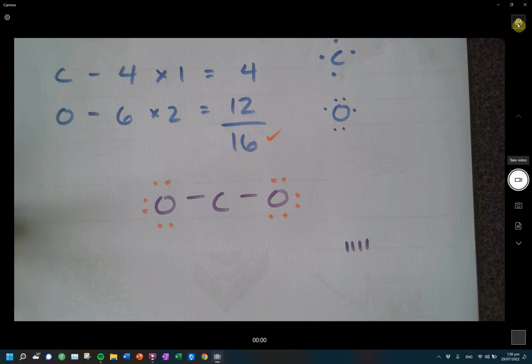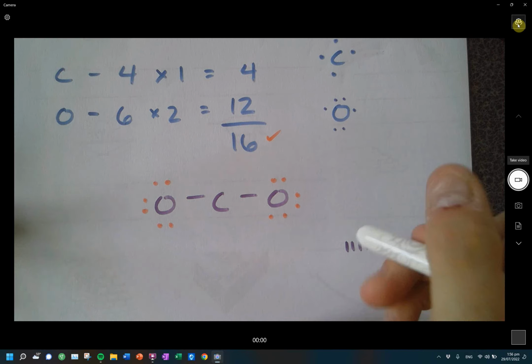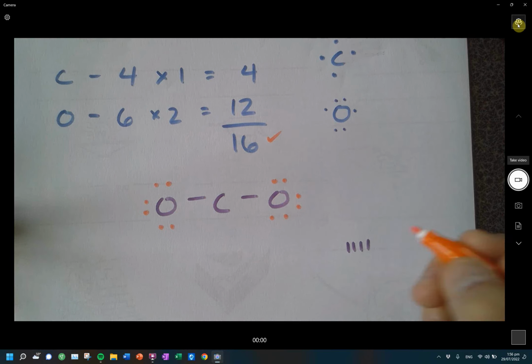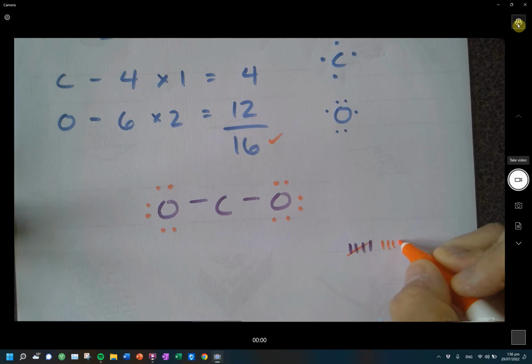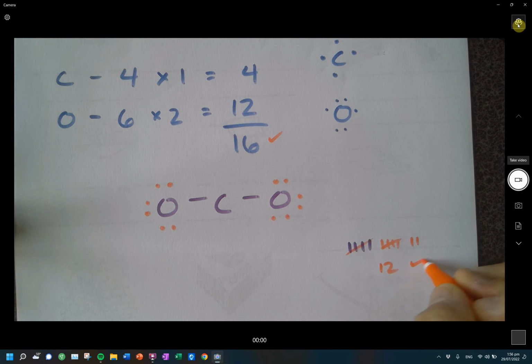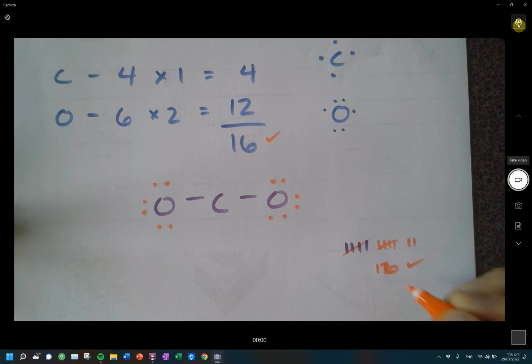So the 4 lines we put there are from the bonds. This 4 is coming from the lines, and then I've gotten another 12 from the dots that I put around, and the dots show that those aren't in bonds. So if you want, I can keep my tally going. That's 12. So I've used up all my electrons, that's good. No, sorry, 16 total. That's good.